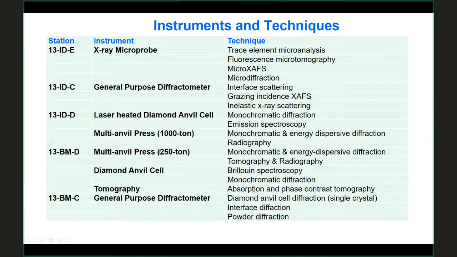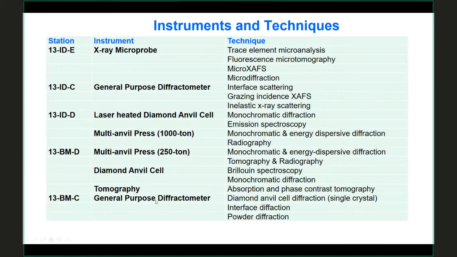On the bending magnet, we've got that smaller press, which is used also for doing tomography, and I'll talk about that, and diffraction. And we have a diamond anvil cell where we do what's called Brillouin spectroscopy. But importantly for today, it's where we do the computed microtomography. So the computed microtomography here shares the time with two other techniques. So we don't run this tomography apparatus all the time. It runs roughly a third of the time on the beam line.